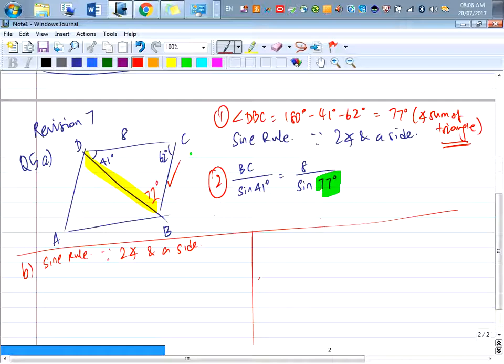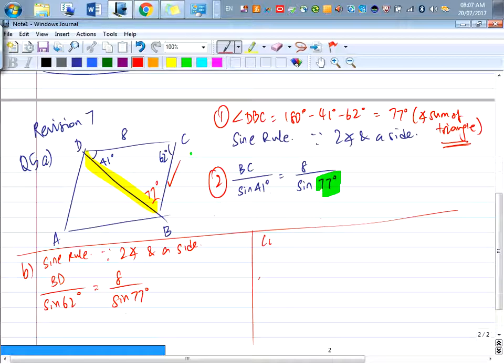We need to move faster. I have many examples to go through with you, and I need you to work with me. If you're not thinking, you'll be holding everybody up. Then I only can cover a few examples. BD over sine 62 degrees equals to 8 over sine 77. Excellent. One equation, one unknown. Okay?